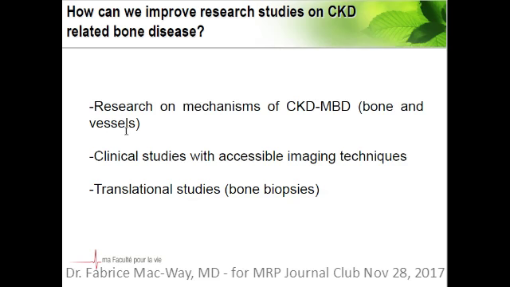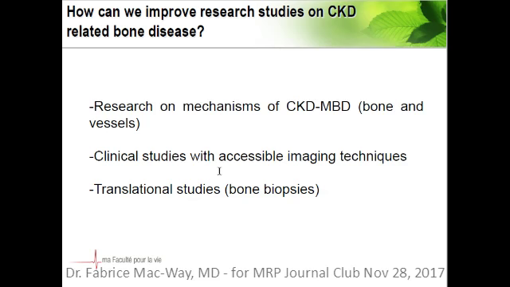Now we have BMD. I think it is probably time to see how the BMD results in our CKD patients are correlated with bone biopsies, for example, and the level of bone turnover on bone biopsies, and conduct translational studies in bone biopsies. So I'm going to conclude on this.